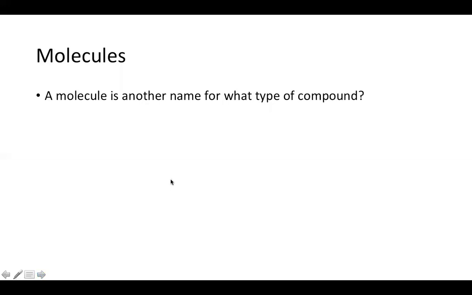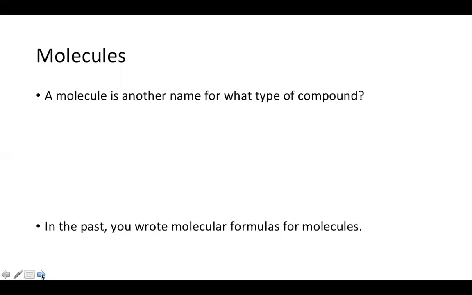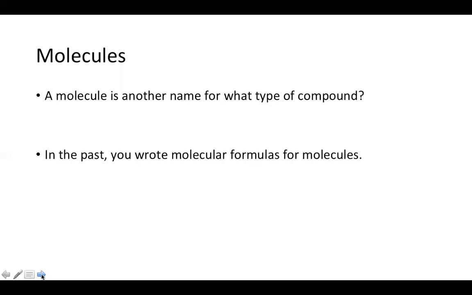molecules are another name for covalent compounds. So recall that in covalent compounds, electrons are shared between the atoms, and Lewis structures will illustrate how they are sharing those electrons. So in the past, you wrote molecular formulas. So for instance, like CO for carbon monoxide, or CO2 for carbon dioxide, or N2O5 for dinitrogen pentoxide.